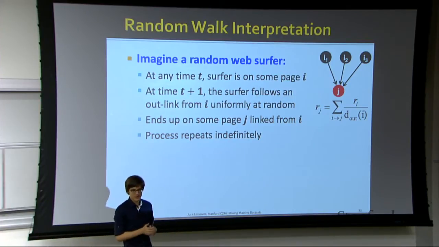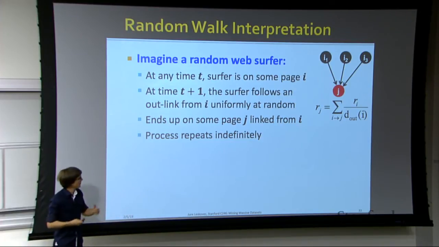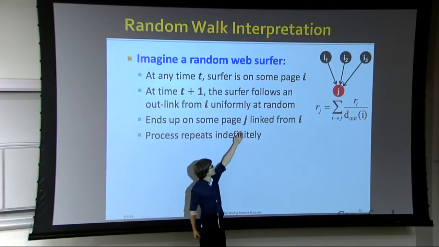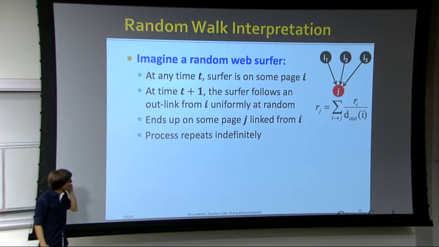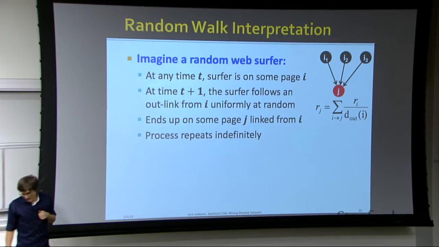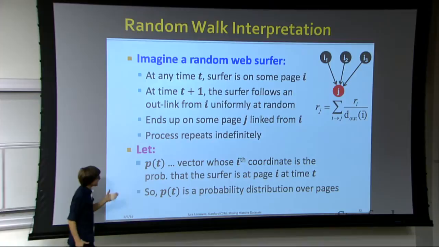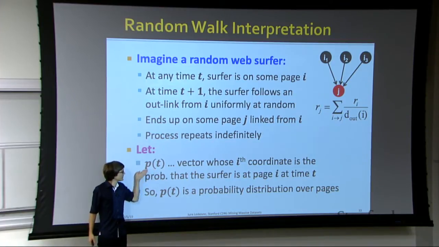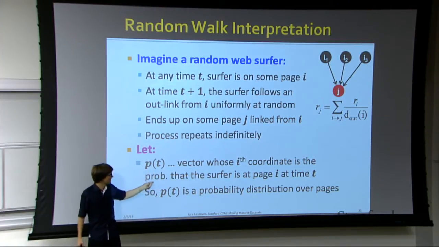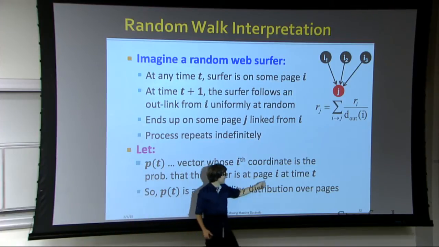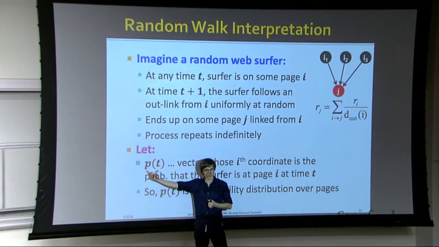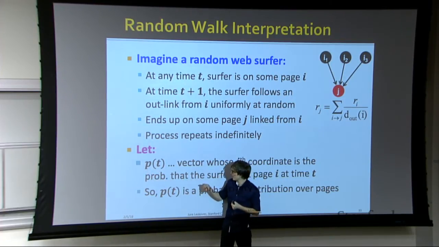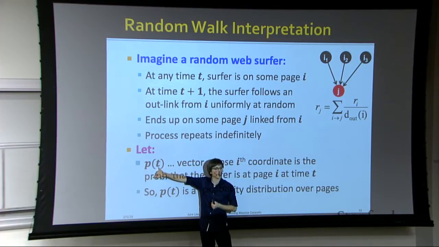Now the surfer is at the new page, again looks at what the outlinks are, and takes one at random. Imagine the surfer is doing this, and right now they just ended up at some page j. This process will keep running. Let's say that p of t is the vector whose ith coordinate is the probability that the surfer is at page i at time t. So this is a vector where every component tells me how likely the surfer is to be at that web page at this given time.